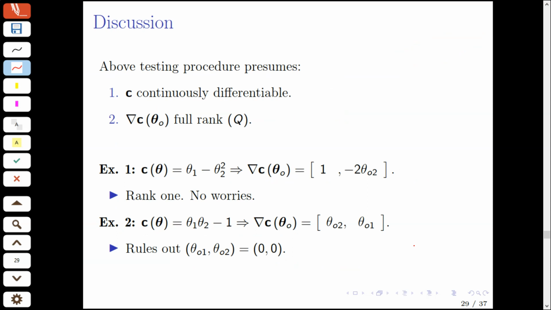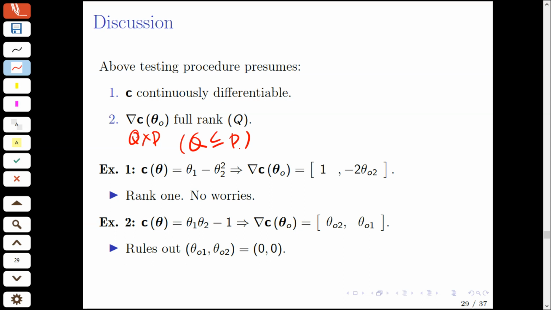Now in this testing procedure, there are a couple of implicit assumptions. For example, the procedure itself presumes that our restriction function c is continuously differentiable, as differentiability is required in order to compute a Jacobian. It also presumes, at least implicitly, that the Jacobian of the restrictions at the true parameter is a matrix of full rank. Recall that this Jacobian is Q by P, and Q is taken smaller than P, so it can have at most rank Q.